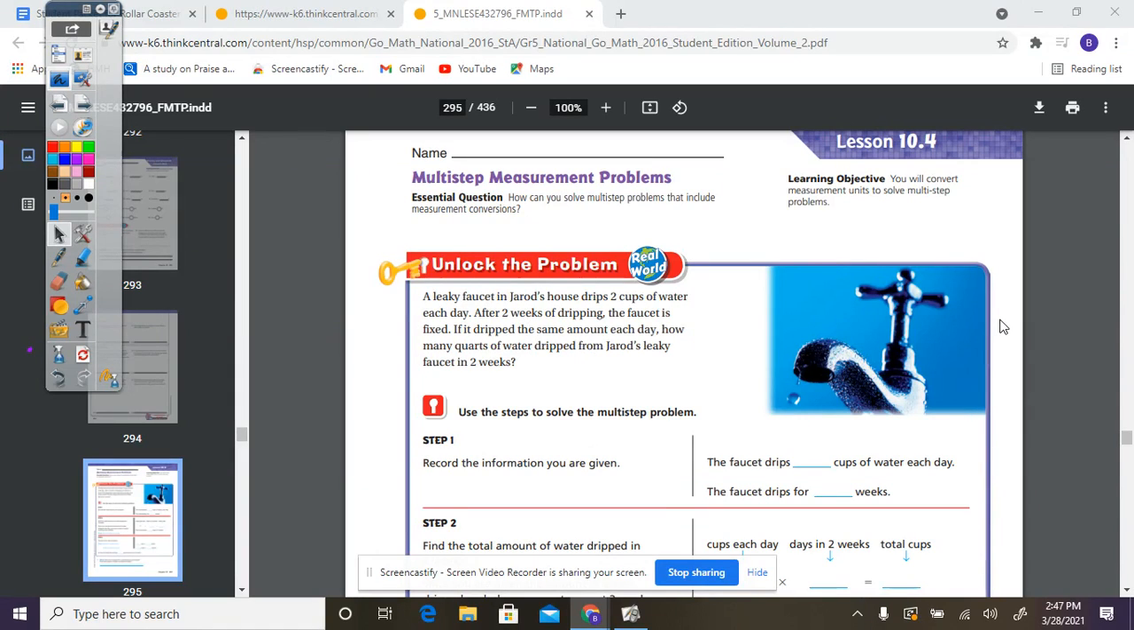Hey guys, Ms. Simpson here, and I am just recording a quick video to help you guys with page 607. I'm right now looking at page 603 in my Go Math book.